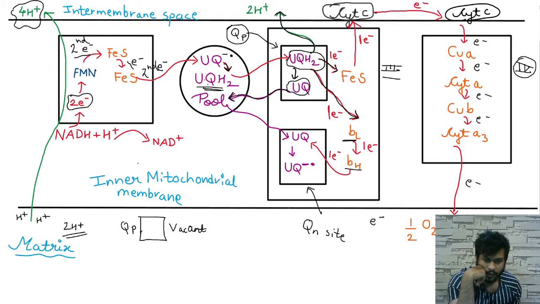From the pool, ubiquinone will enter and bind to the QN site which is present in complex number 3. This UQ or ubiquinone will accept this electron which was getting transferred from here, and ubiquinone will get converted into semi-reduced state, that is semiquinone.